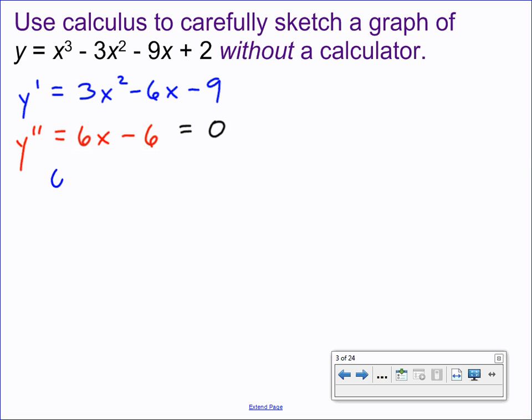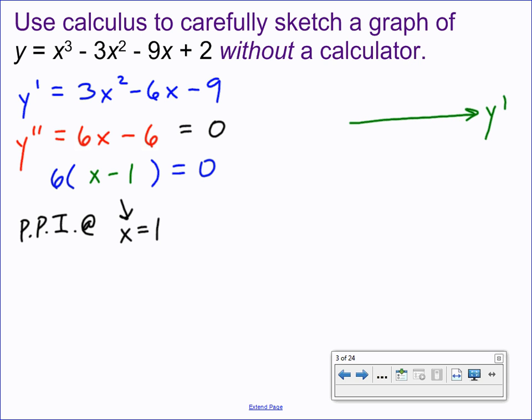Love factoring, factoring's our friend. It looks to me like inside x minus 1. So I've got possible points of inflection at x coordinate x equals 1. So possible points of inflection at x equals 1. And I don't know if that's going to contribute to a point of inflection until I perform my sign analysis. So here we go.